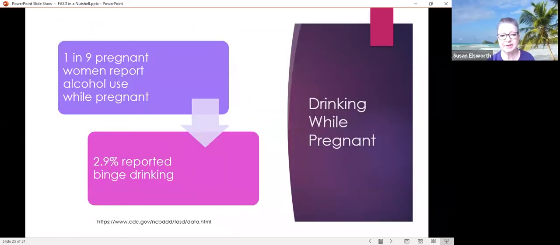And the CDC told us that 1 in 9 pregnant women report alcohol use during pregnancy, and 2.9 percent report binge drinking.